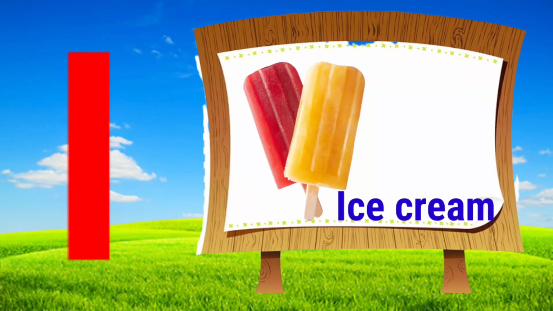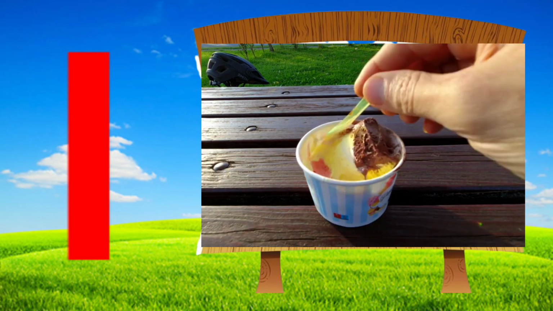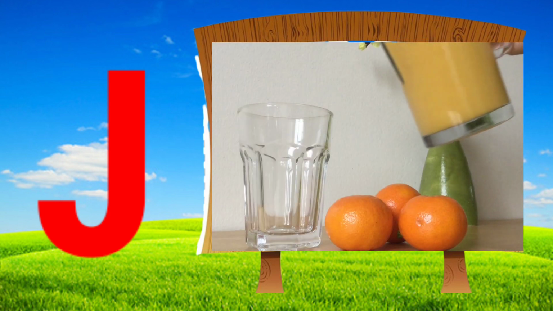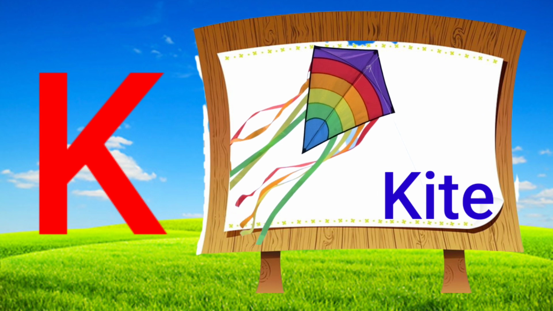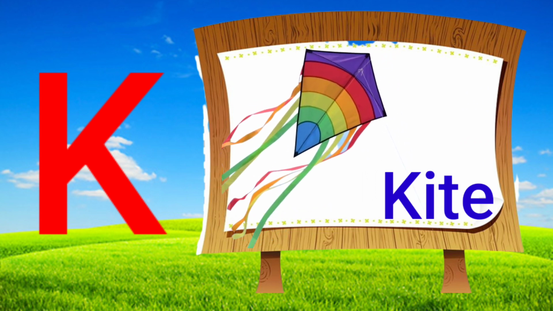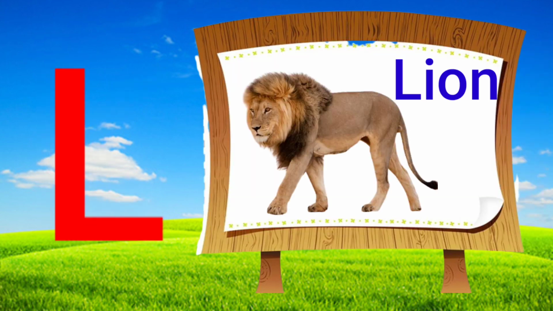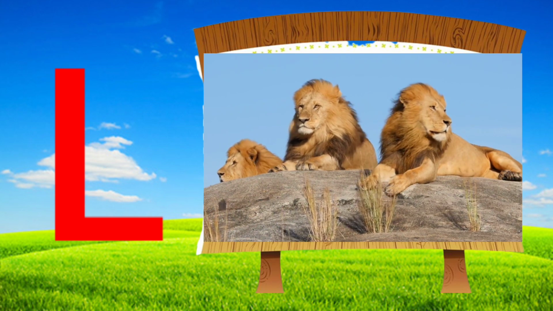I. I for ice cream. J. J for jug. K. K for kite. L. L for lion.